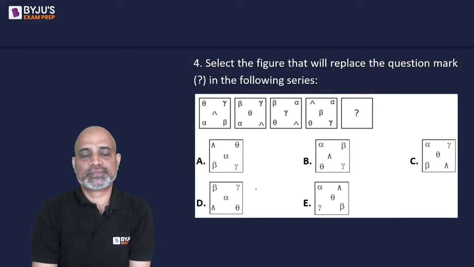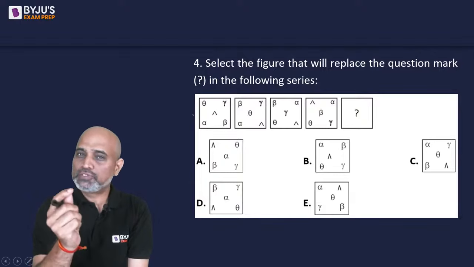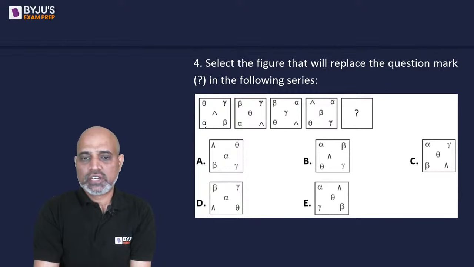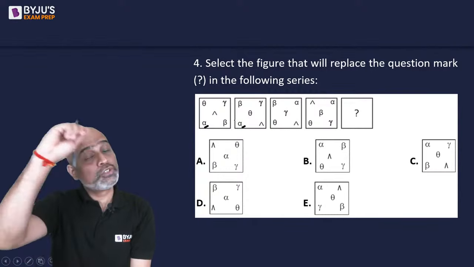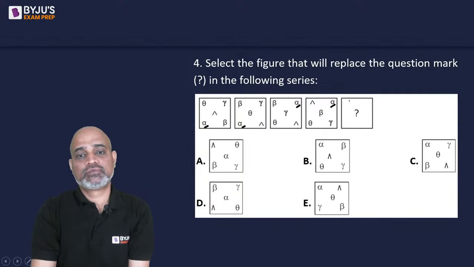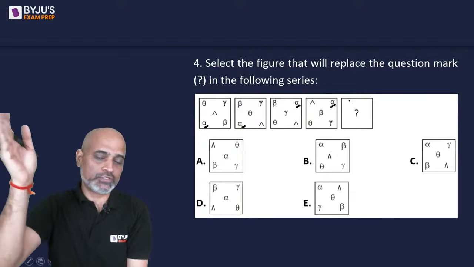What is happening here? So pick one of the symbols and simply follow it through. So let's look at alpha. Alpha was consistent at these 2 corners, then it suddenly moved to the opposite corner and then it stayed there. So it was alpha, alpha, it was alpha, alpha.